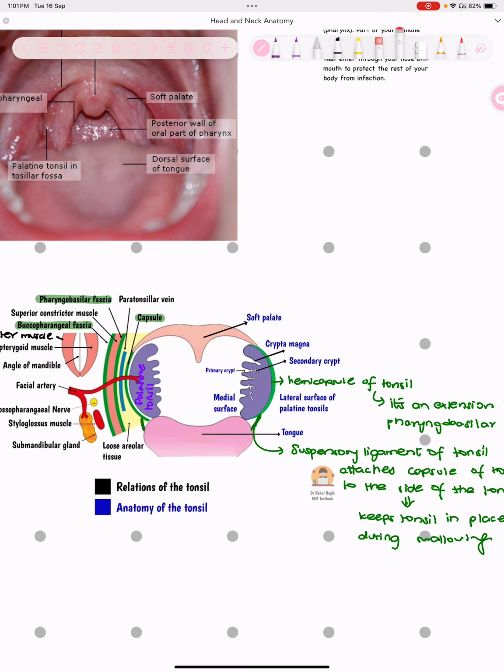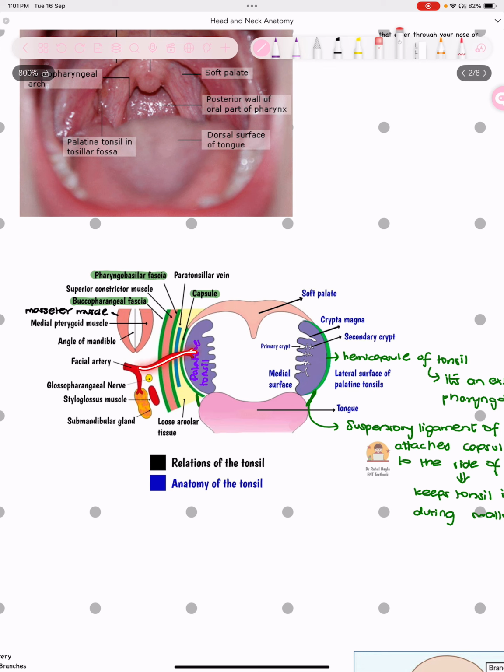Now, the tonsillar artery. What's the function of the tonsillar artery here? Tonsillar artery is basically a branch of the facial artery. Facial artery is the branch of the external carotid artery. Facial artery has another branch, which is the tonsillar artery. Now, this tonsillar artery pierces the superior constrictor muscle. Where's the superior constrictor muscle? This one right here. After piercing that, it enters the tonsil, right?